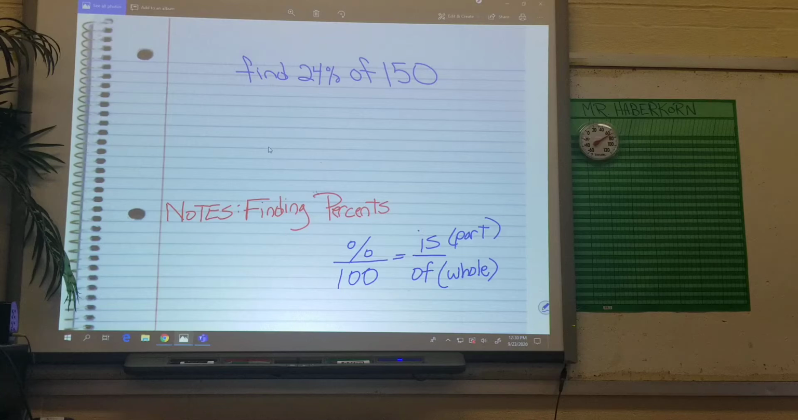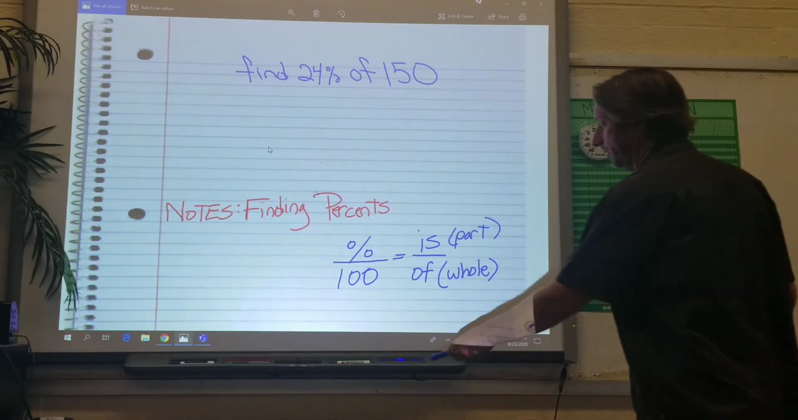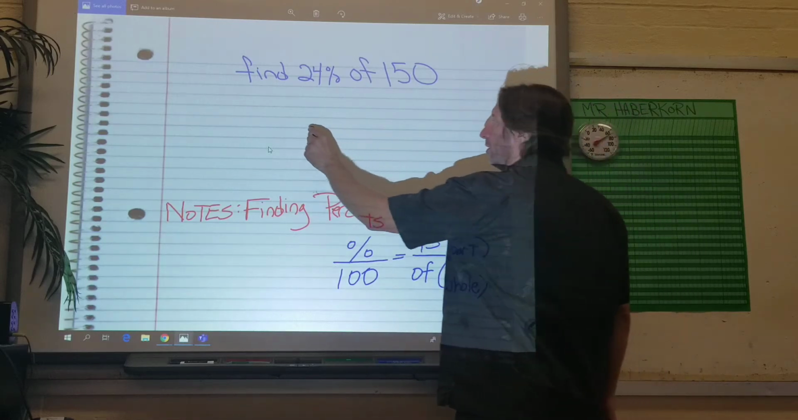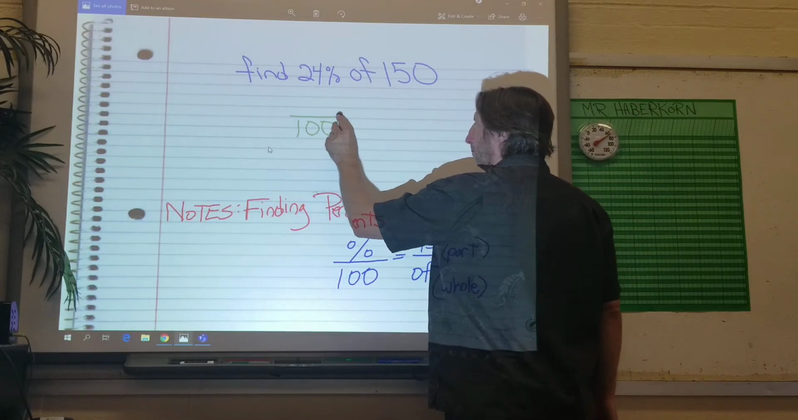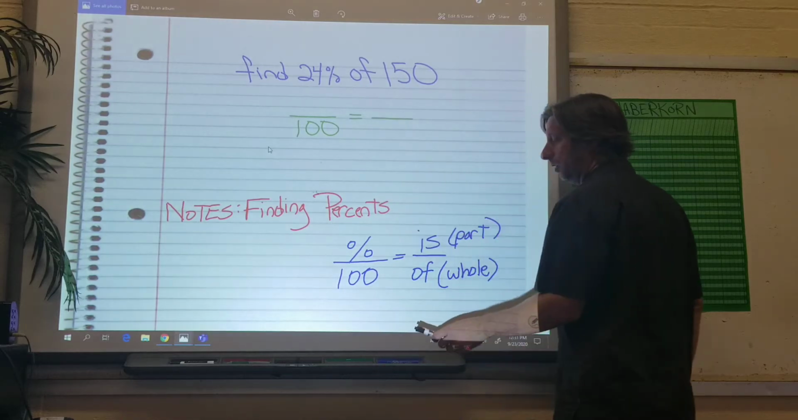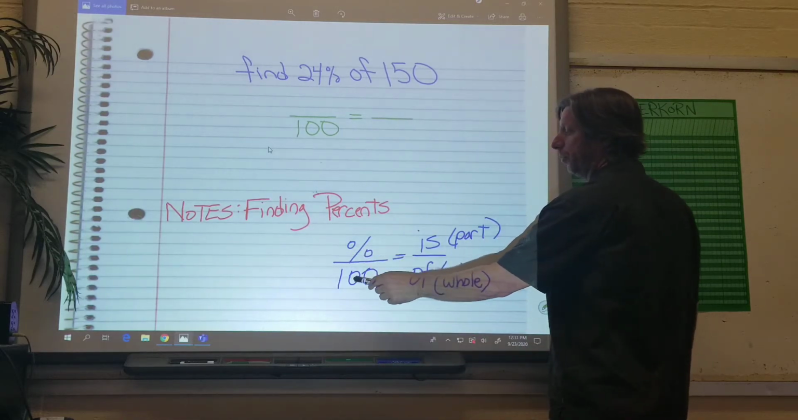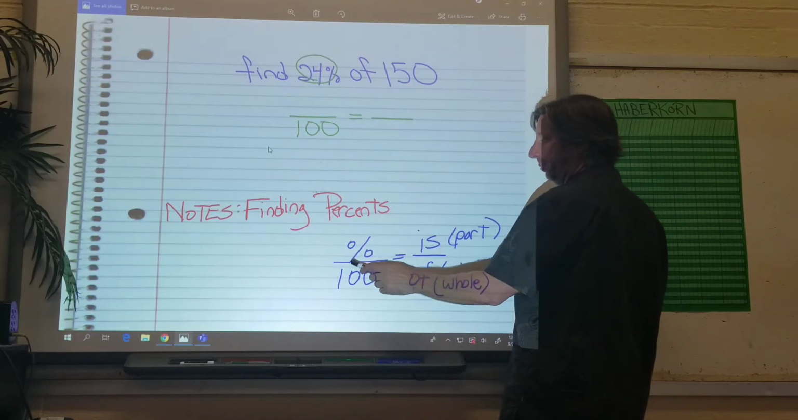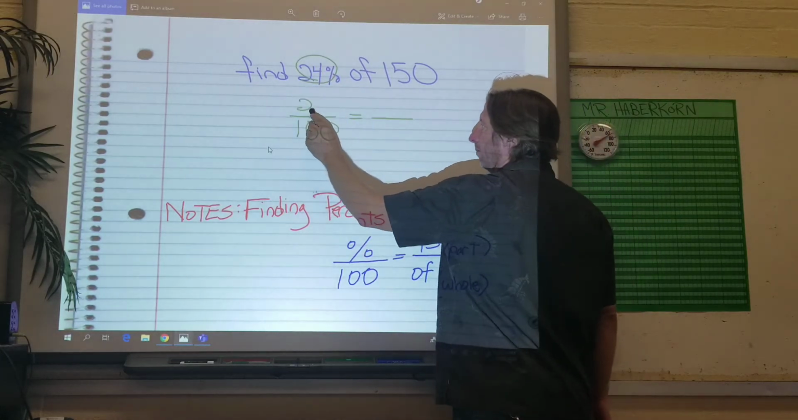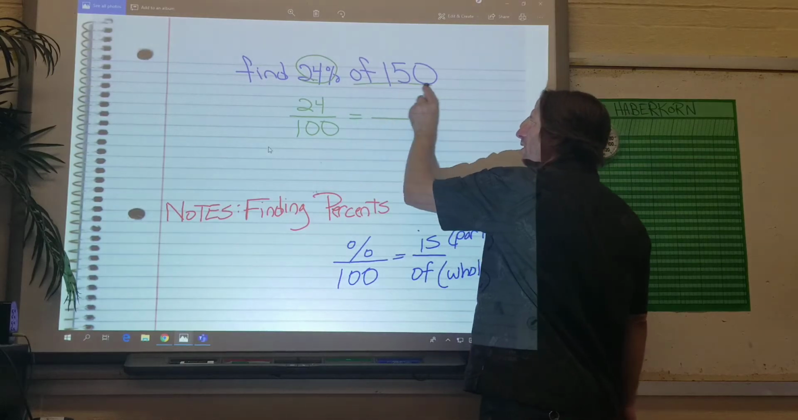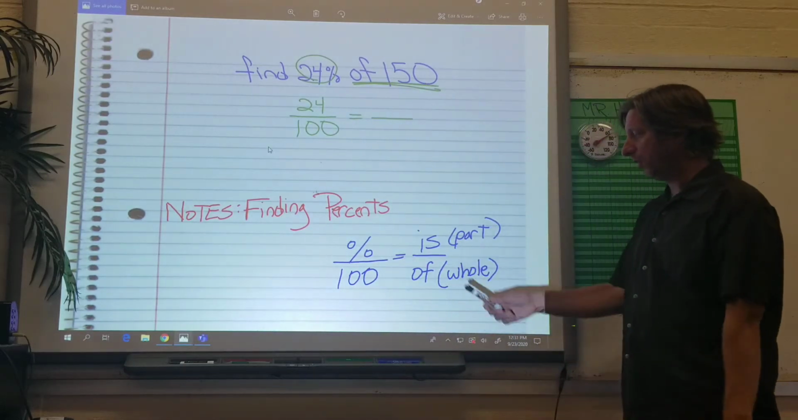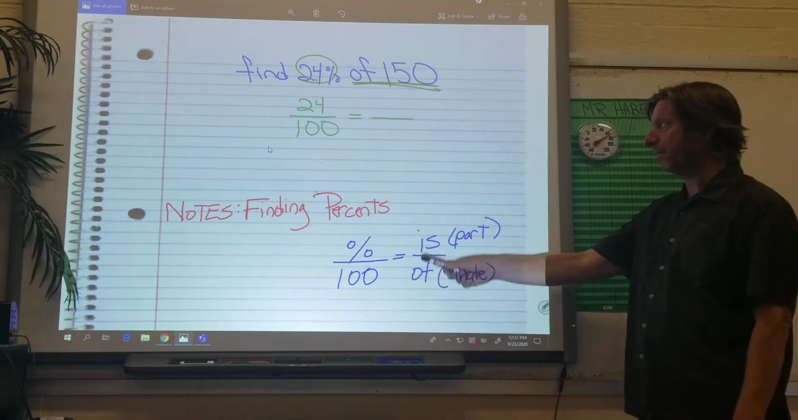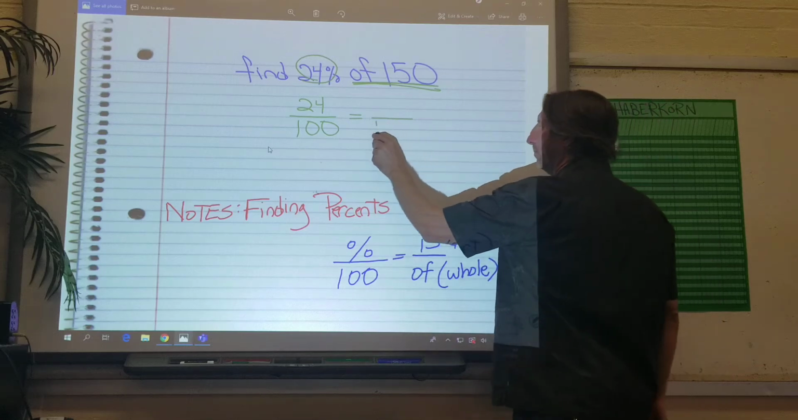Pretty easy stuff. So the first thing I want you to notice, we're going to use this here, okay? So my 100 is going to be on the bottom. And now we're going to look for our percent to put above it. There it is right there, 24%. So that goes above the 100. I'm going to put it right here. And then it says of 150. Well, is of on the top or the bottom? I see of down here on the bottom. So I'm going to put this 150 on the bottom.